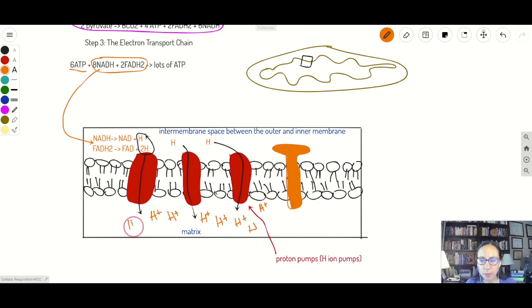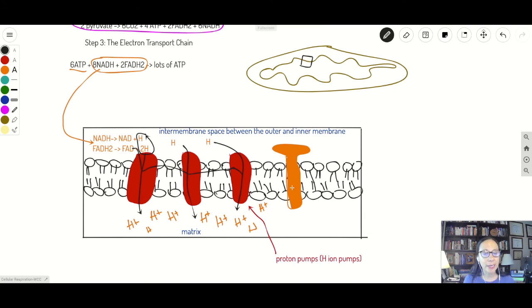The way that it gets energy to do this is it takes an electron from the NAD and the FAD, and it passes it from one hydrogen pump to the next hydrogen pump. And that passing of electrons is what's providing some energy for this whole system to work. So over time, we're going to have a very high concentration of hydrogen ions in the matrix of the mitochondria.